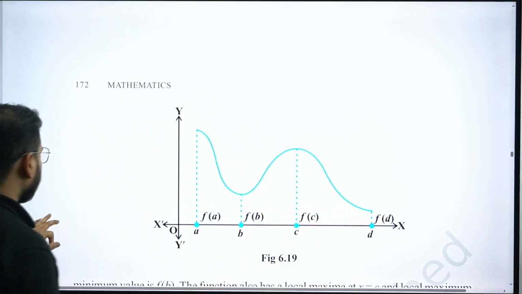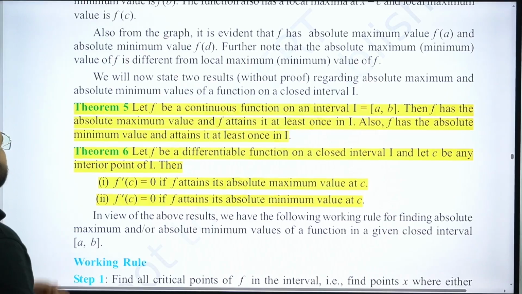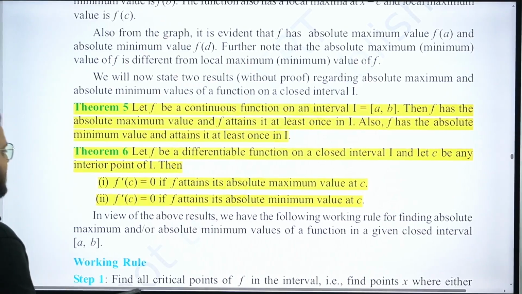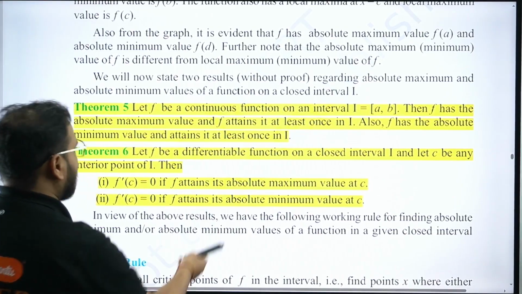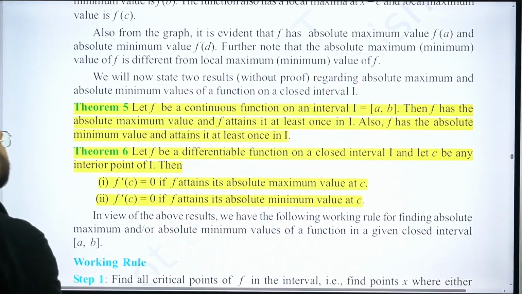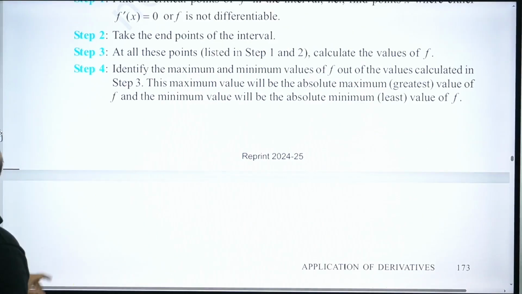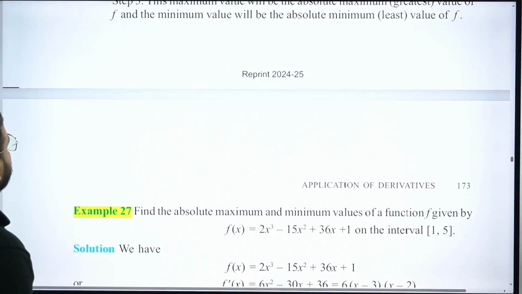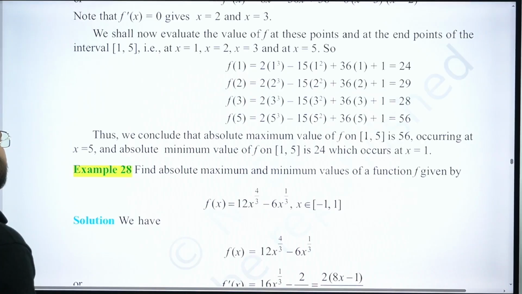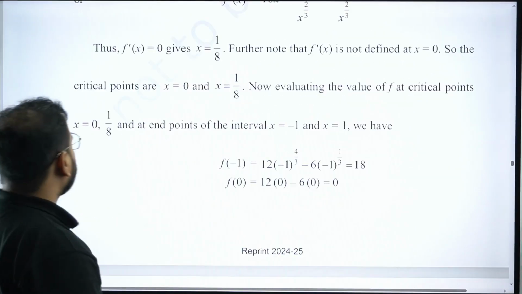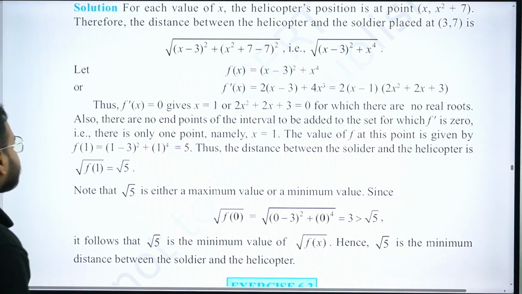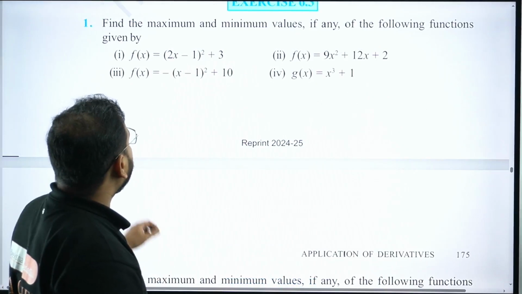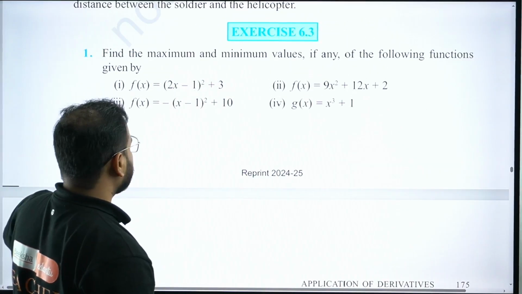Okay. Chaliye. The same things are mentioned over here. Theorem number 5, theorem number 6. Please go ahead and check it out. Absolute maxima is also called global maxima. All right. So next, let's do example 27, 28. Yes, you have to solve all these. 29. Okay. Exercise 6.3. Please check.